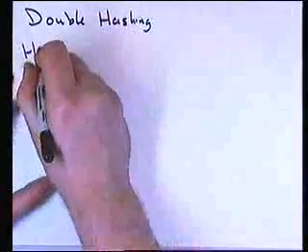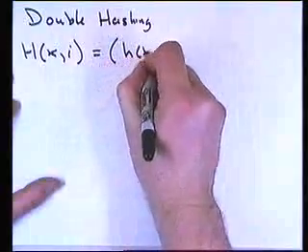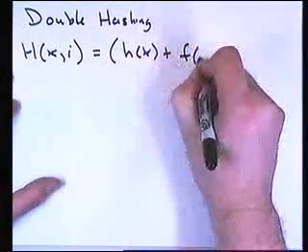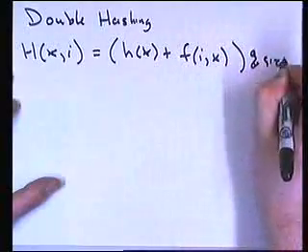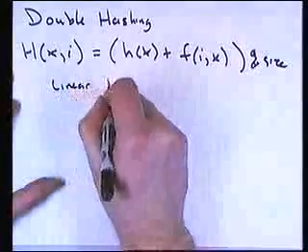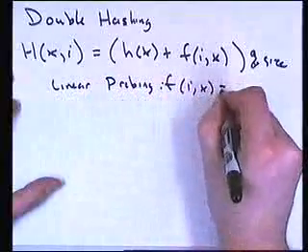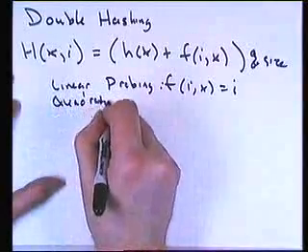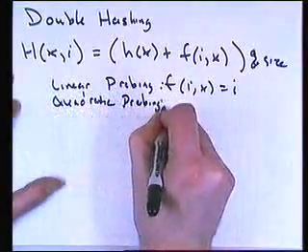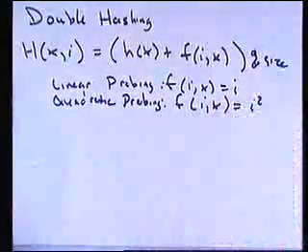And what we're going to do is expand our probing, make it a little more general. We say here, our big probing function, h of x comma i, we said it was equal to h of x plus... our probing function now is going to be a function of i and x. And we say, for linear probing, f of i comma x equals i. We ignore x entirely. And for quadratic probing, we say f of i comma x equals i squared. Once again, we ignore x entirely.